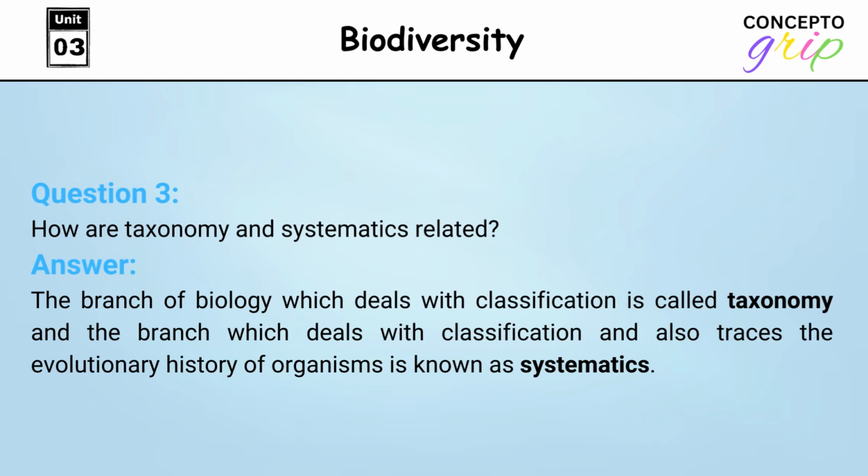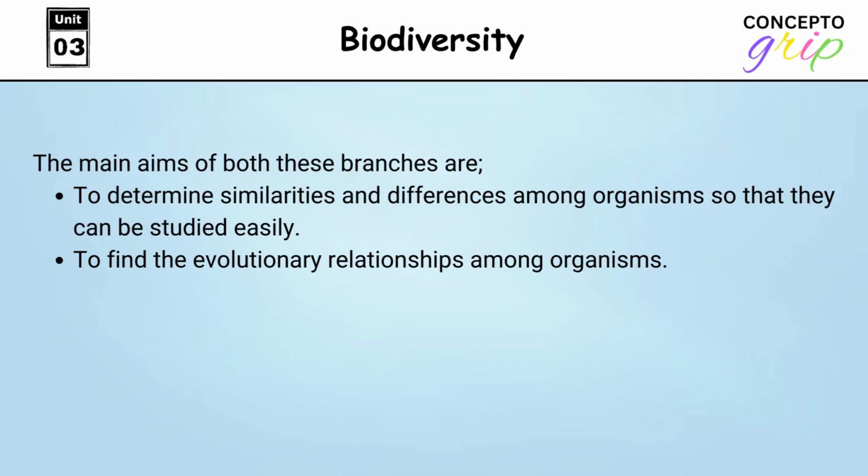Question number 3. How are taxonomy and systematics related? Answer. The branch of biology which deals with classification is called taxonomy. And the branch which deals with classification and also traces the evolutionary history of organisms is known as systematics. The main aims of both these branches are, number 1, to determine similarities and differences among organisms so that they can be studied easily. Number 2, to find the evolutionary relationships among organisms.